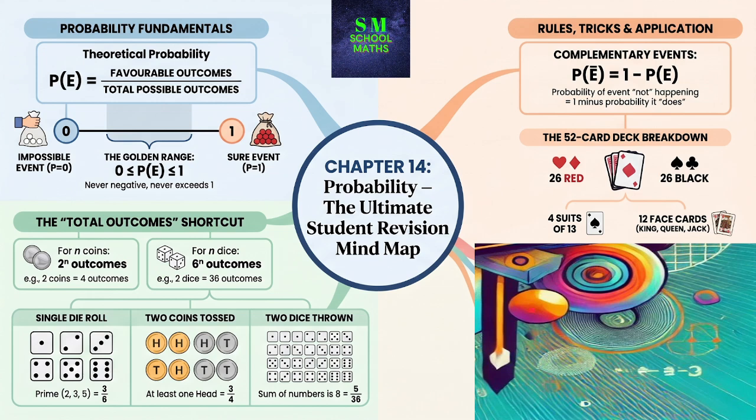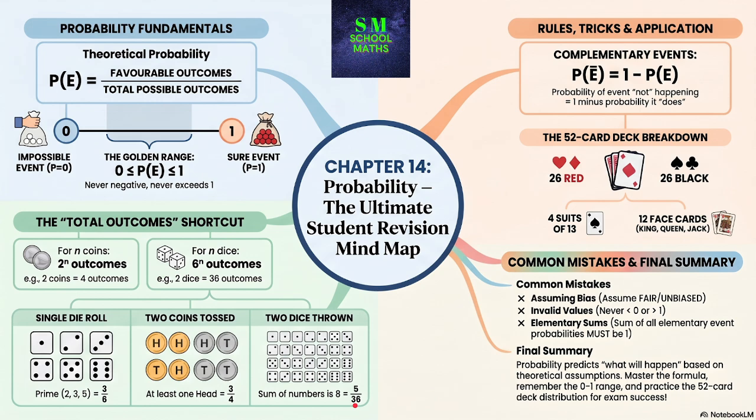If you roll 2 dice, there are 36 possible outcomes. If the question asks for the probability that the sum of the numbers is 8, you just list the pairs: 2,6; 3,5; 4,4; 5,3; and 6,2. That's 5 favorable outcomes. Your answer is 5 by 36.